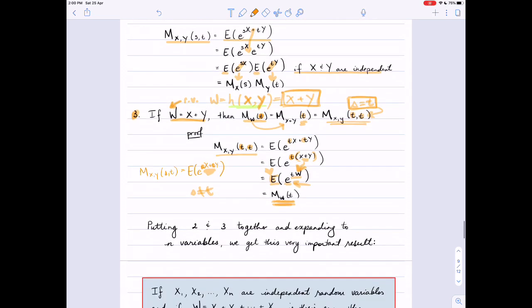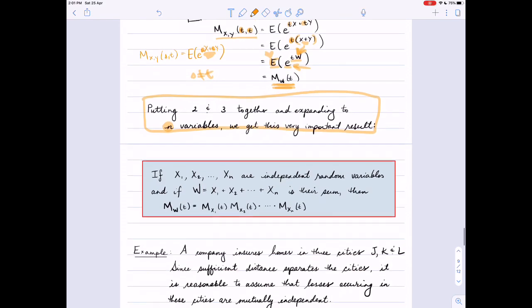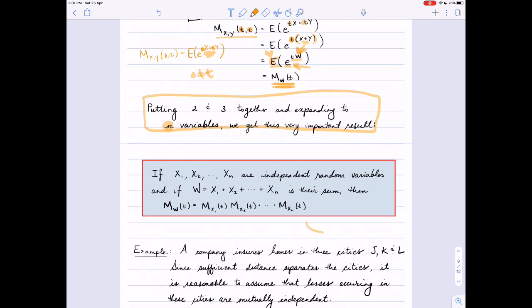Now, putting 2 and 3 together, and expanding to n variables, we get this result, which is going to be very important in the next lesson when we start trying to figure out distributions for some of these variables that are created by summing.